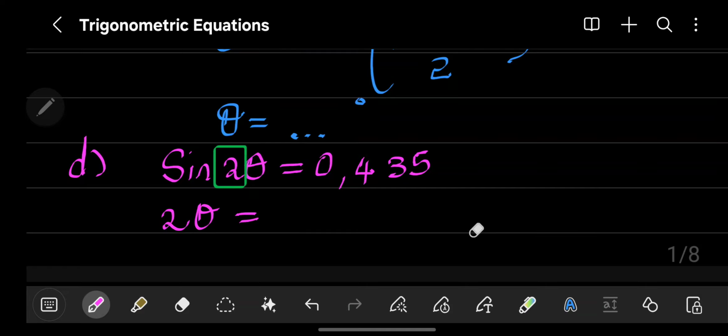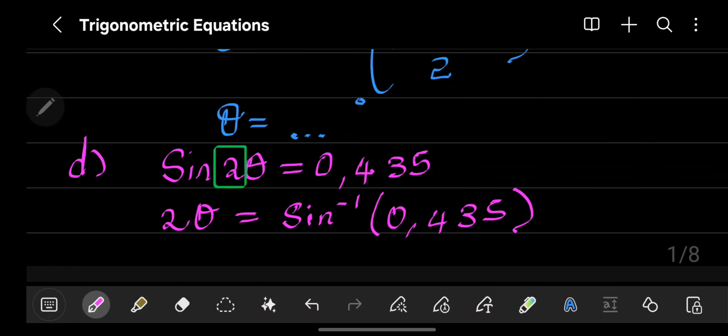You moved it to the other side, right? It becomes sine like that. Okay, we call it arc sine, right? And then you put what is in the brackets. It becomes 0.435. You close the bracket.